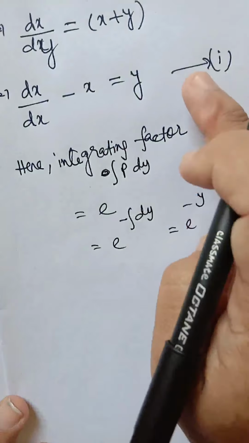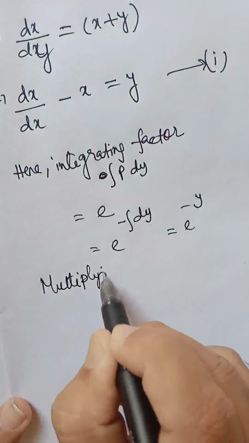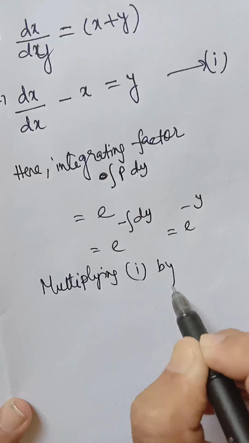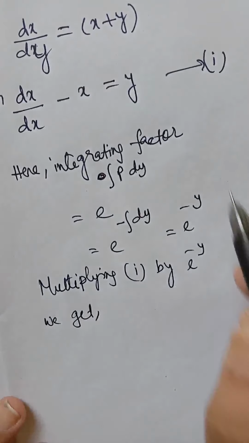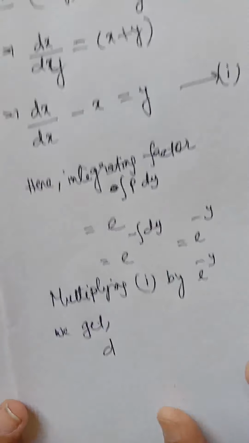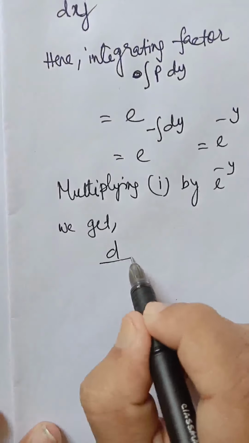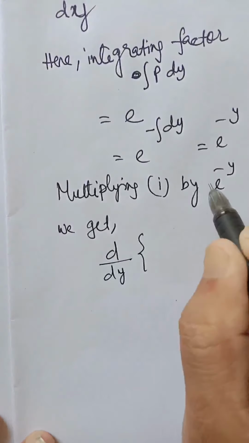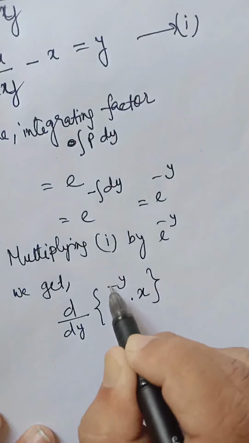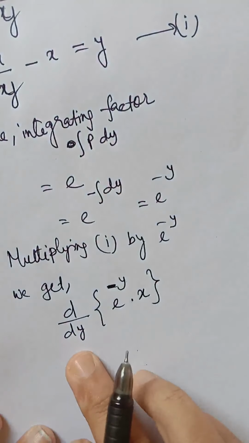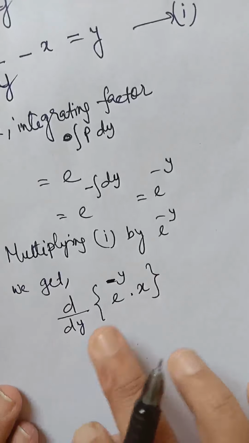Now if we multiply by e to the power minus y, the left hand side will become d dy of integrating factor, which is e to the power minus y into x. In this form it becomes d dy of integrating factor into x. In the first form it was d dx of integrating factor.